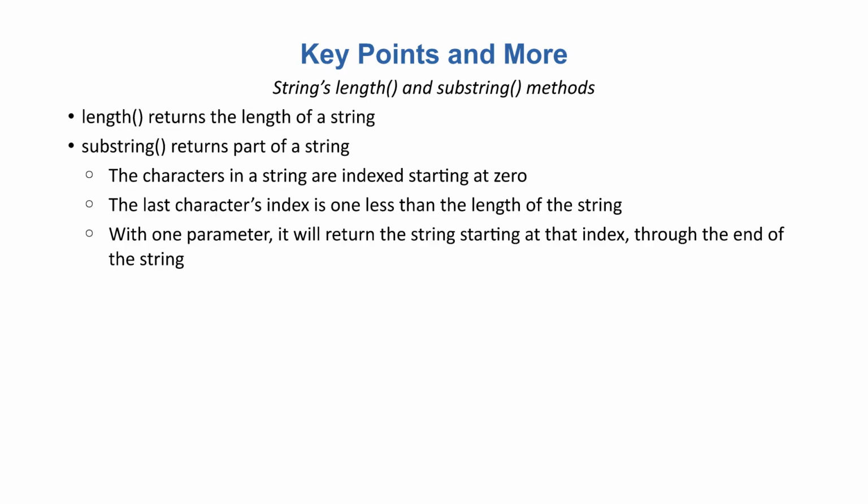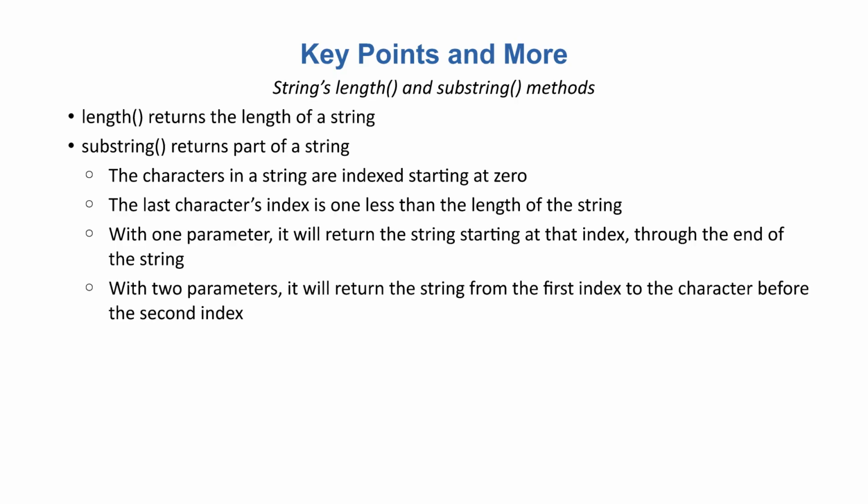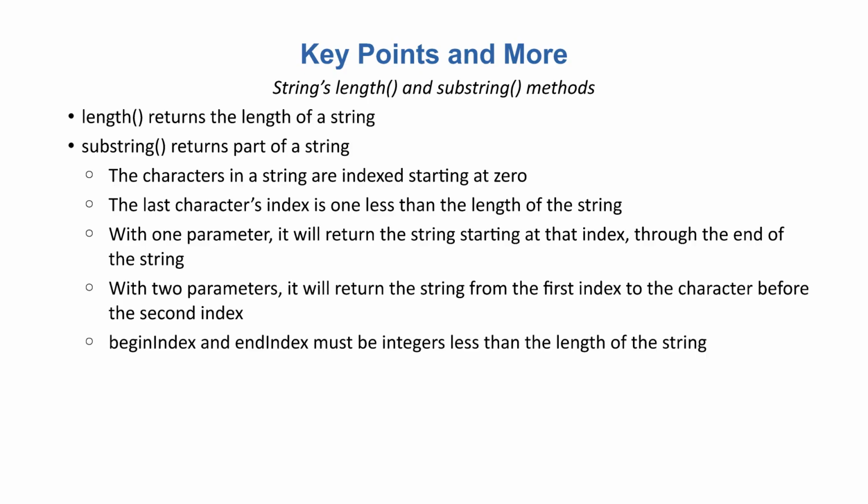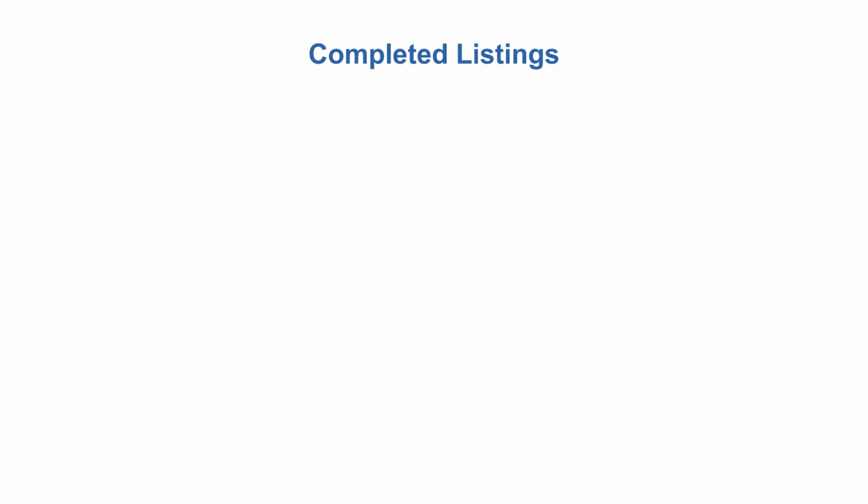If you pass only one integer parameter into substring, it will return the portion of the string starting at that index through the end of the string. If you pass two integer parameters into substring, it will return the portion of the string from the first index to the second index, but it won't include the character at the second index. Begin and end index must be integers less than the length of the string, and begin index must be less than end index. Here are the completed listings for all the exercises in this video.